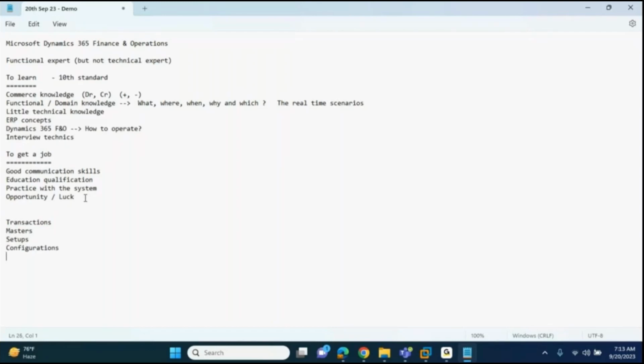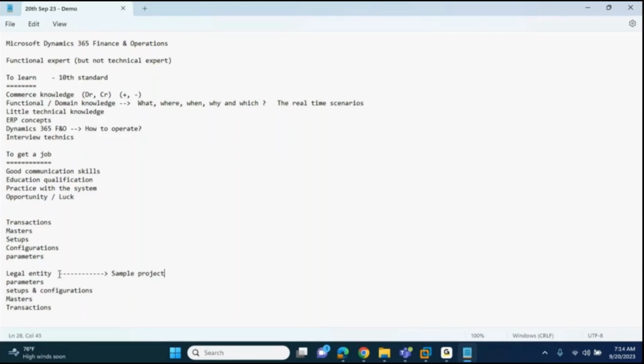Whenever you are learning, first I will teach you about transactions. Then masters, setups, configurations, then parameters. Next, legal entity creation. Then parameters, setups and configurations. Next, masters and transactions. Indirectly, this is a sample project.